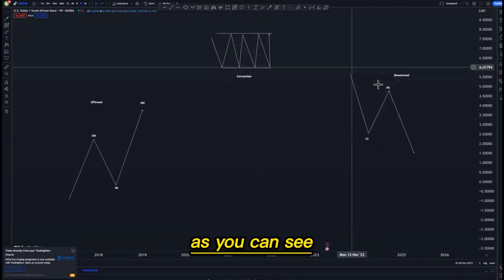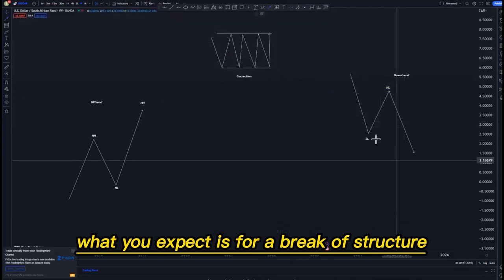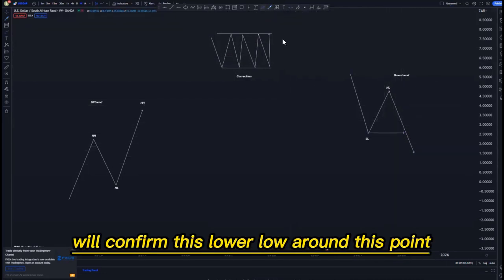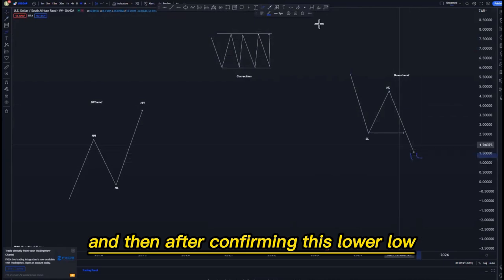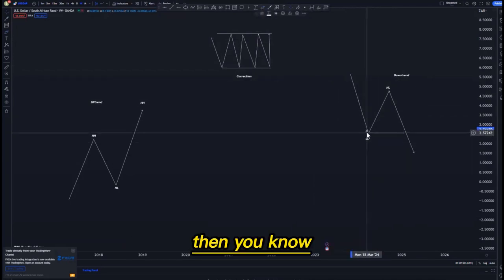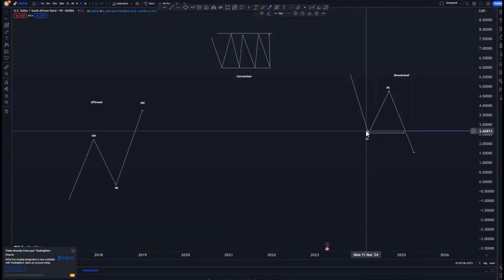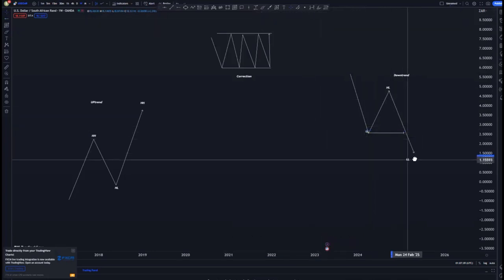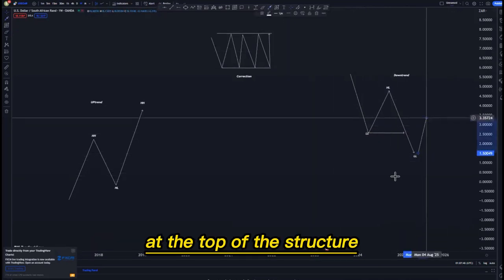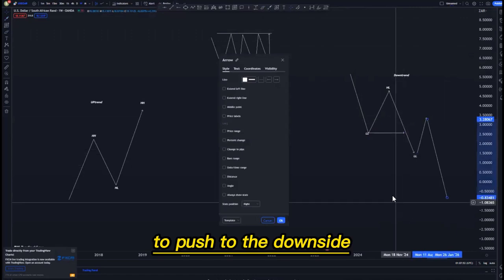So on the downtrend part, as you can see, we have a higher low and a lower low around this point. Initially what you expect is a break of structure just like this, and this break of structure will confirm this lower low. After confirming this lower low, you know that you expect a higher low at the top of the structure, or any valuable area or POI for you to look for those selling opportunities to push to the downside.